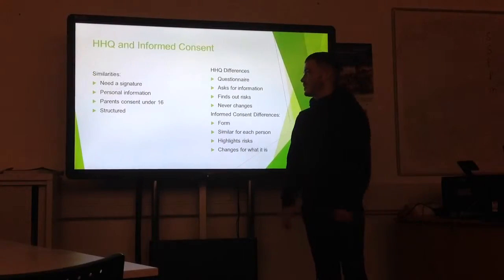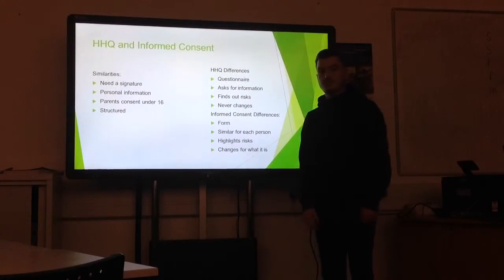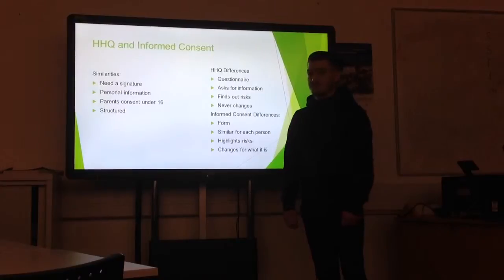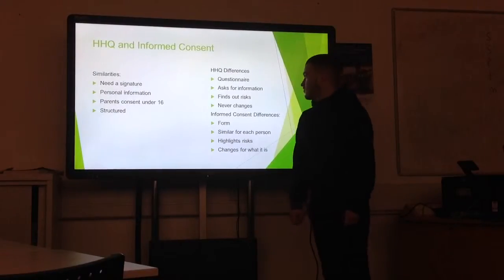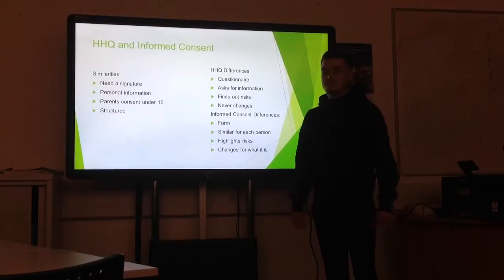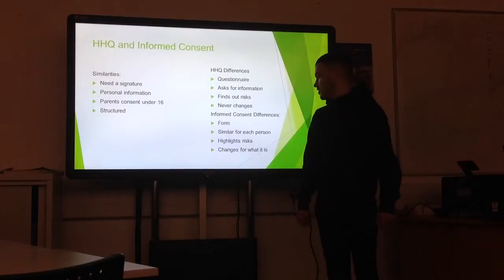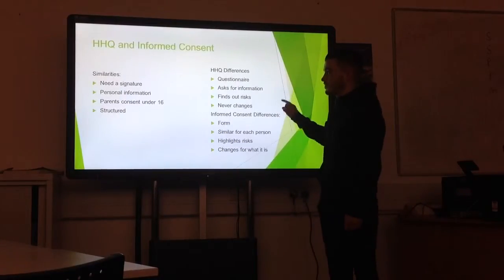AOHP and informed consent are similar because they both need a signature, both contain personal information, both need parents' consent until 16, and are both structured. AOHP is different because it's a questionnaire, it asks for information, it finds out risks, but it never changes. Informed consent differs: it's a form, it's similar for each person, it highlights risk, and it changes depending on what the activity is.